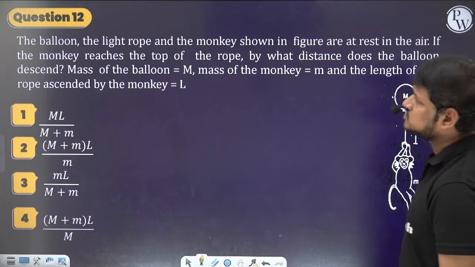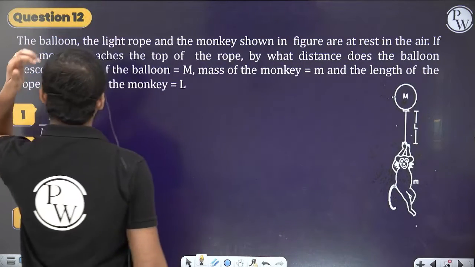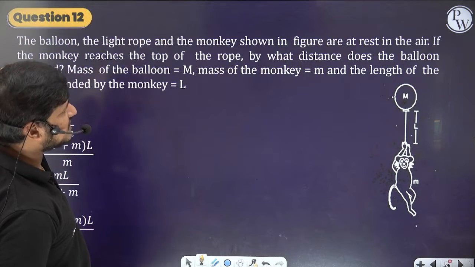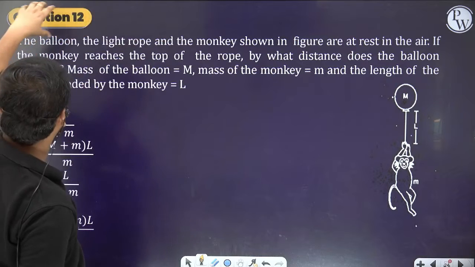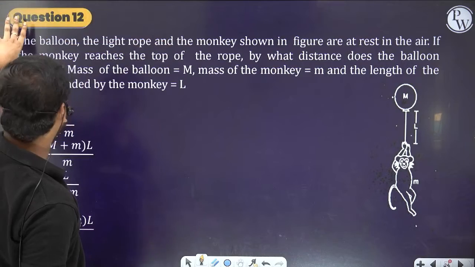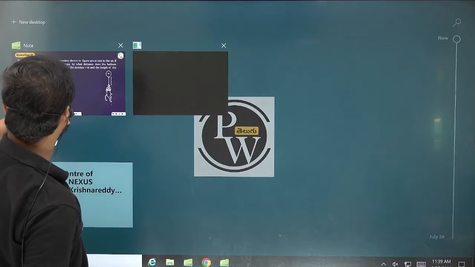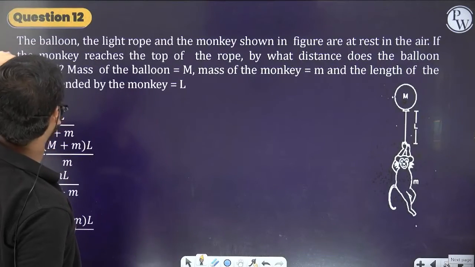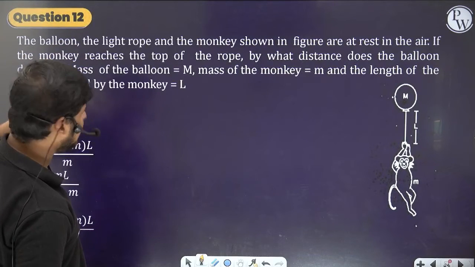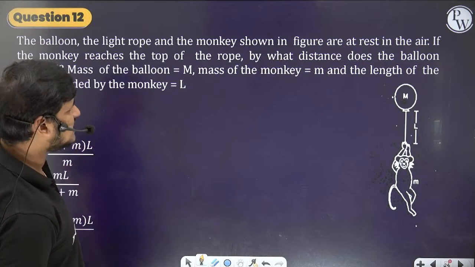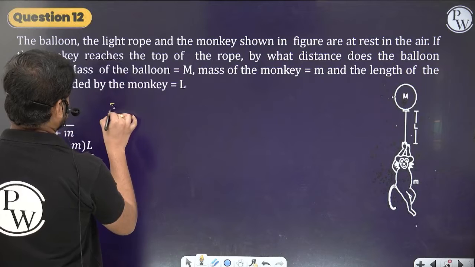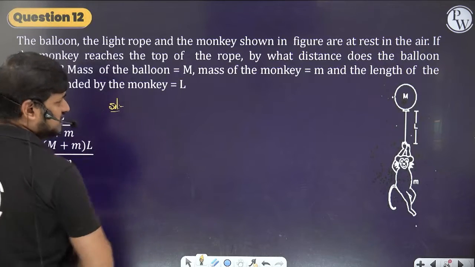So let's take one more question. What does the question say? The balloon, the light rope, and the monkey shown in the figure are at rest in the air. If the monkey reaches the top of the rope, by what distance does the balloon descend? Mass of the balloon is capital M, mass of the monkey is small m, and length of the rope ascended by the monkey is L. Okay, fine.